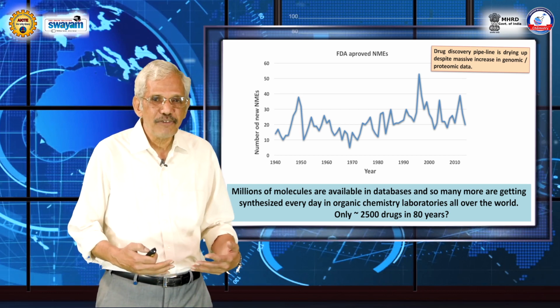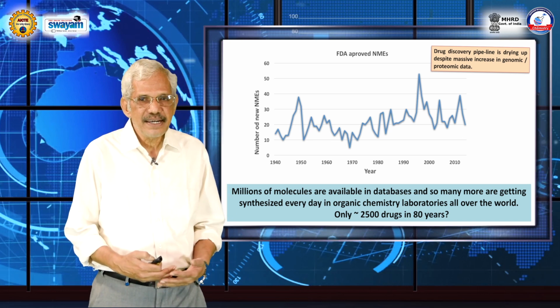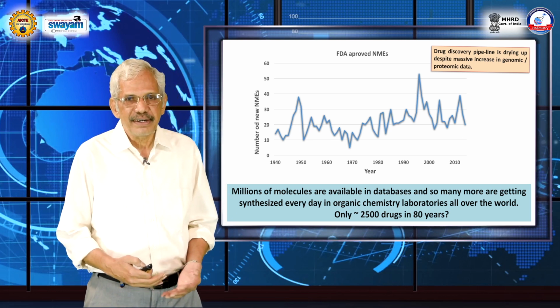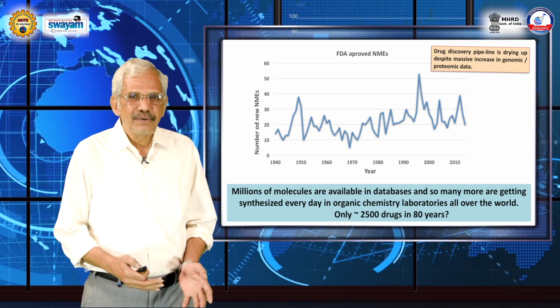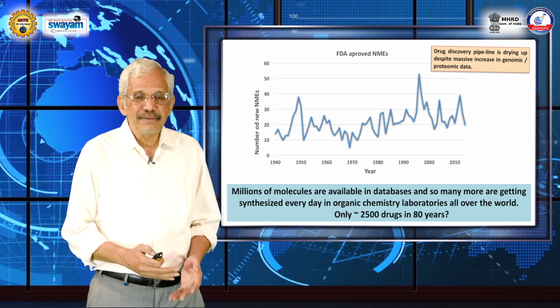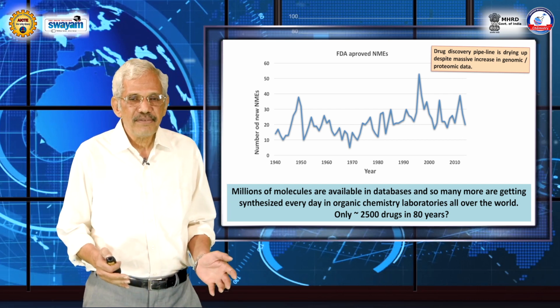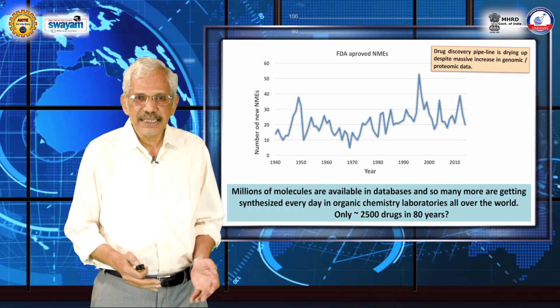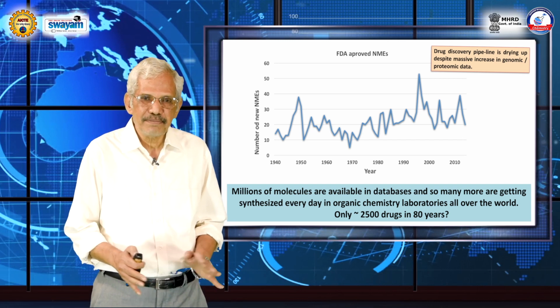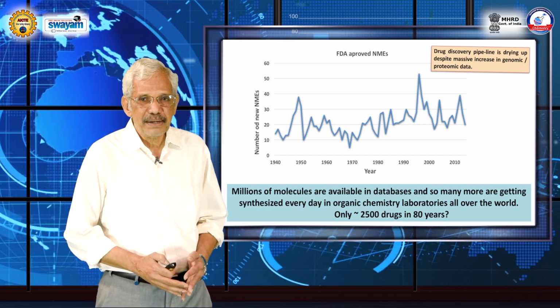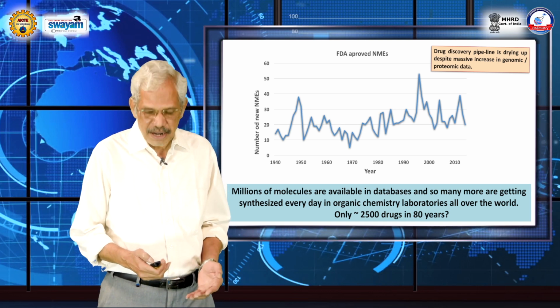But how many molecules have become drugs? In the last 80 years, only 2,500, just 10 to the 3 versus 10 to the 7 or 10 to the 8 that are available. Compound space that's available is huge, but the number of drugs is very, very small. This is to say that we don't have enough diseases. No, we have enough diseases and disorders to worry about. Molecules are hard to come by.